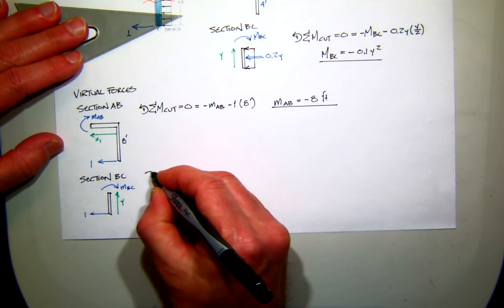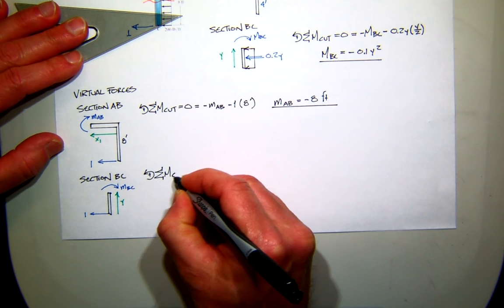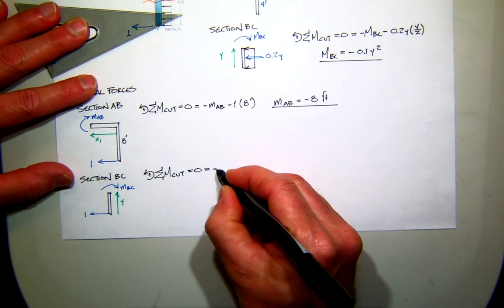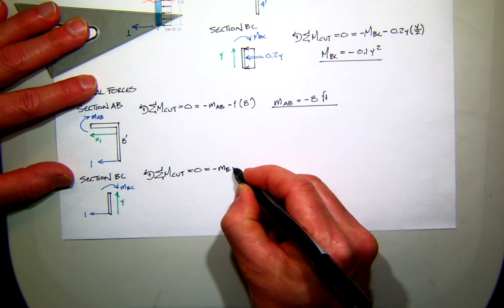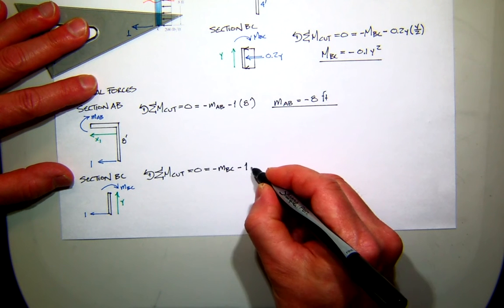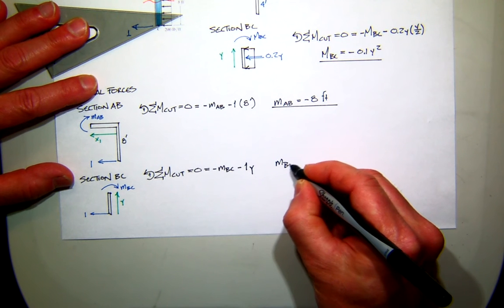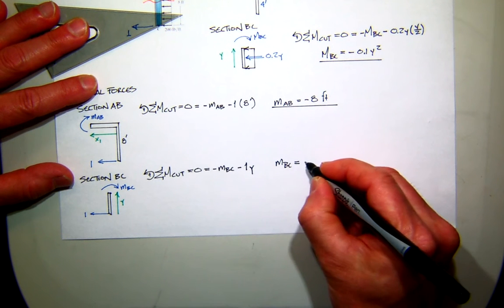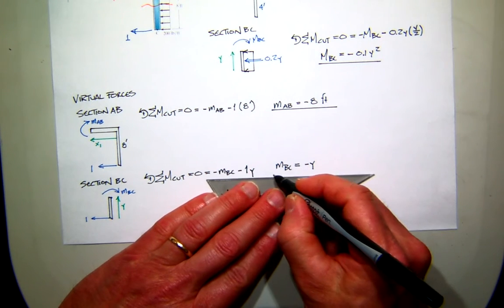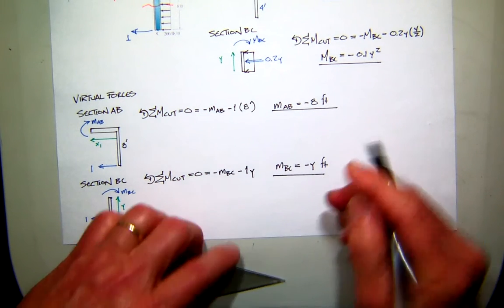Let me slide that up a little bit so I can see it a little better. So now when I sum my moments about this cut that I've made, make sure it's in equilibrium, I have the virtual moment BC, it's negative in my sign convention, and then so is the virtual force at a distance of y. So it looks like my virtual moment BC is just minus y. And again, has that strange unit of feet, the way we're working it.